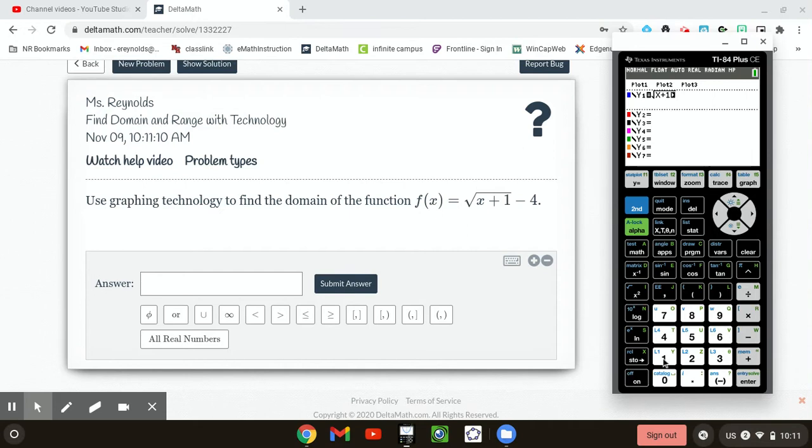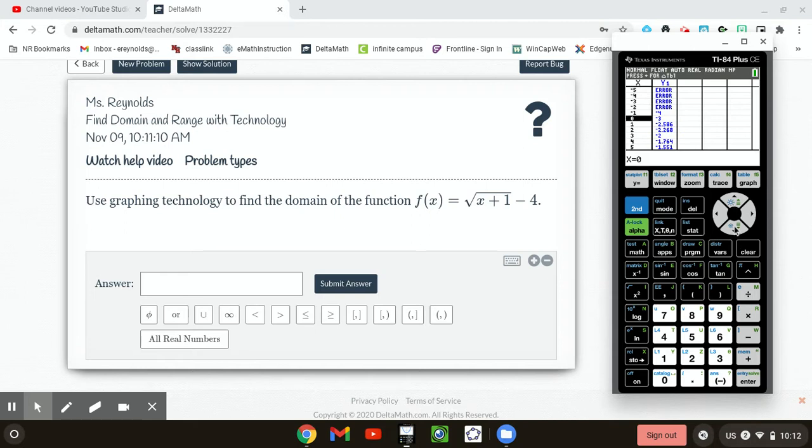All right, new problem. This is a more difficult function to type into my calculator. Again, we're talking about the domain. So let me go to y equals, clear out the last one. Square root, we hit second, and then it's right here. Square root x plus 1. Now you'll notice the minus 4 is actually on the outside, so we're going to have to hit the arrow to the right to get out of the square root, and then we hit minus 4. Hit graph, and it looks like this.